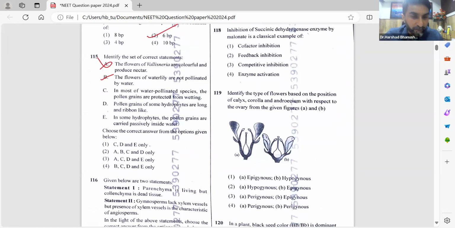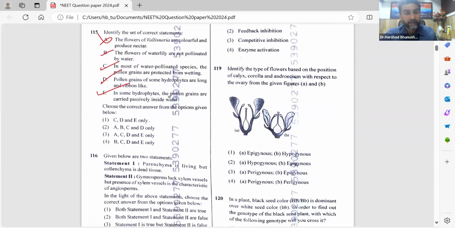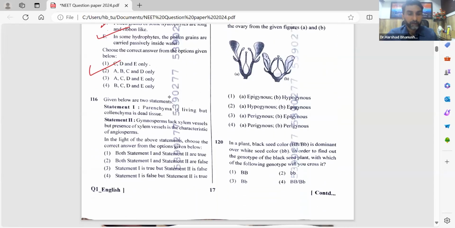Water pollinated species have a mucilaginous covering for preventing wetting, so this is correct. Ribbon-like pollen is found in plants called Zostera, which is a hydrophyte. And pollen grains are carried passively by water in the case of Zostera, which is seagrass. So B, C, D, and E, which is option number 4.